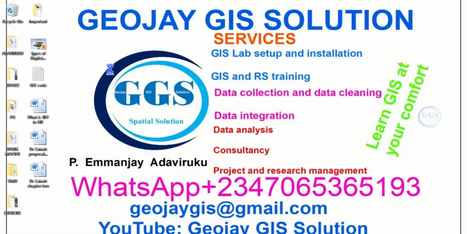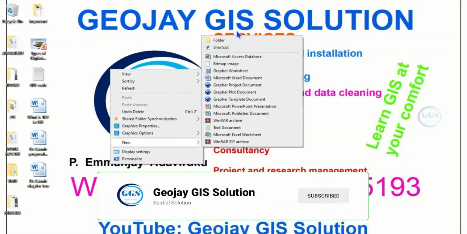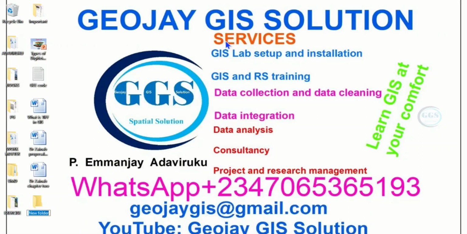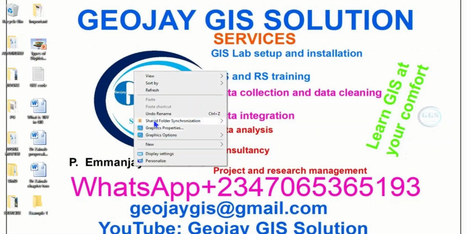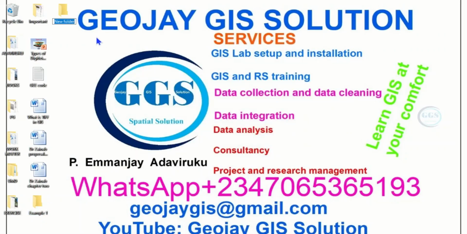So let me just create my folder on desktop, right click and go to new folder. So let me just name it example 1. Then I'll create another folder, right click again, new folder, and call it example 2. So I have two folders, example 1 and example 2.